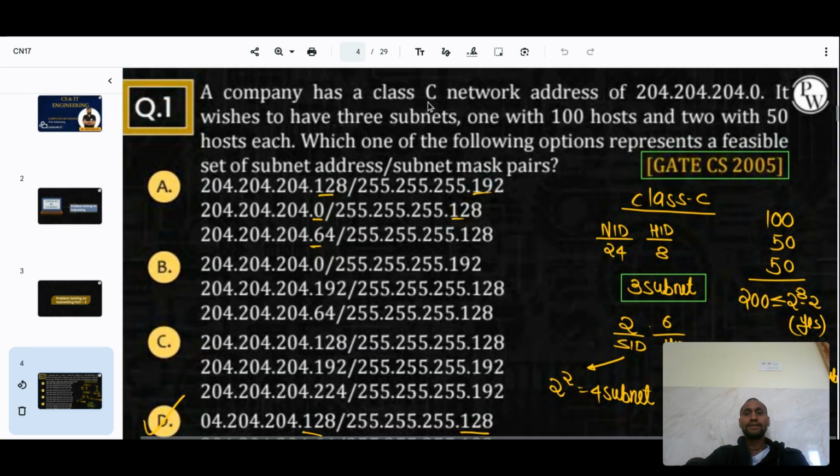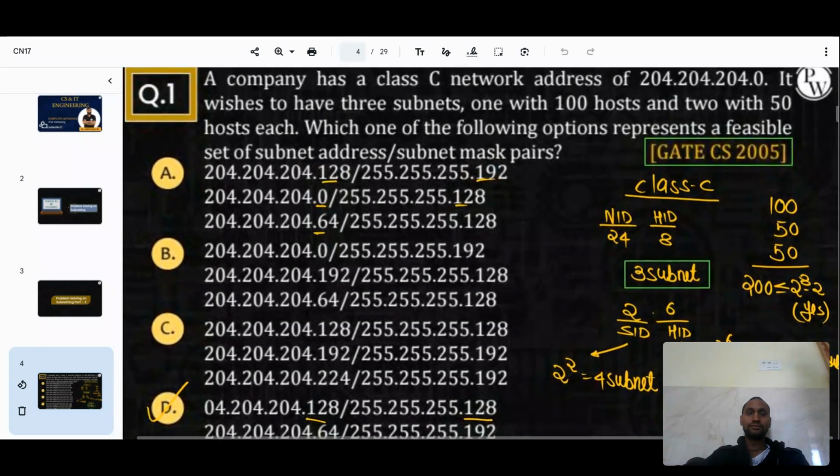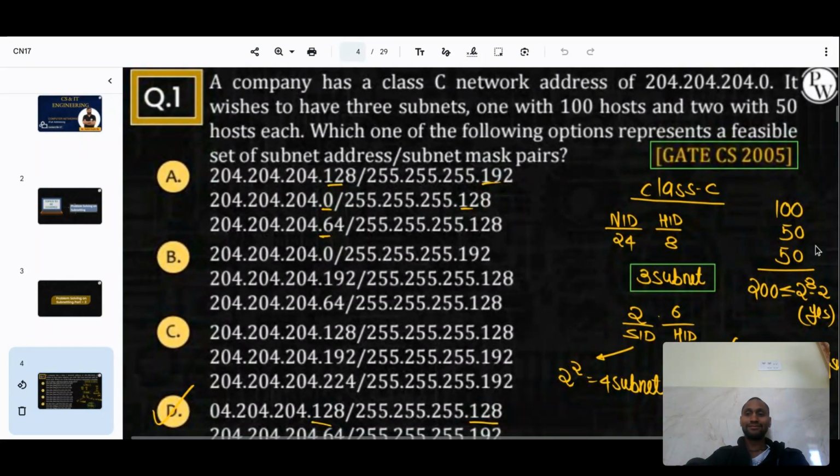The question says this is a class C network. So in class C, the network ID is 24 bits and the host ID is 8 bits. So 100 hosts plus 50 hosts plus 50 hosts equals 200, which is less than or equal to the number of hosts present in class C. The host ID part gives 2 to the power 8 IP addresses, minus 2, that is the number of hosts we can assign.